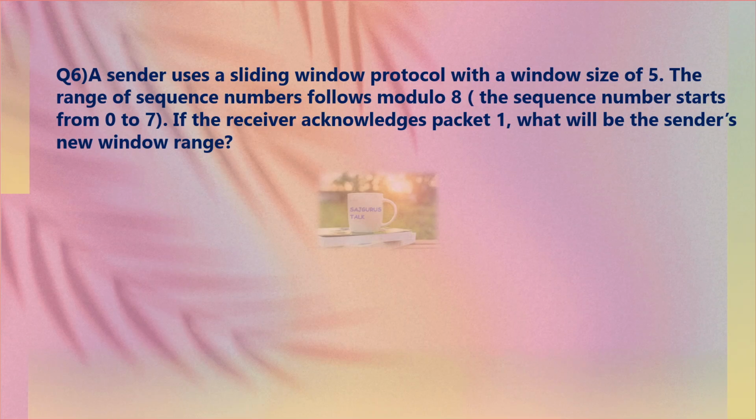Next, sixth one. A sender uses a sliding window protocol with a window size of 5. The range of sequence numbers follows modulo 8. If the receiver acknowledges packet 1, what will be the sender's new window range? So the options are given.